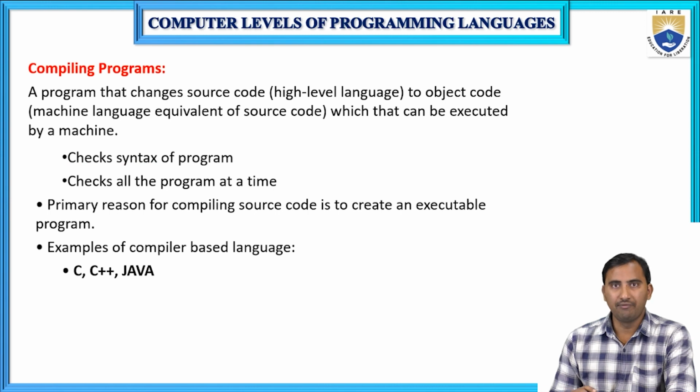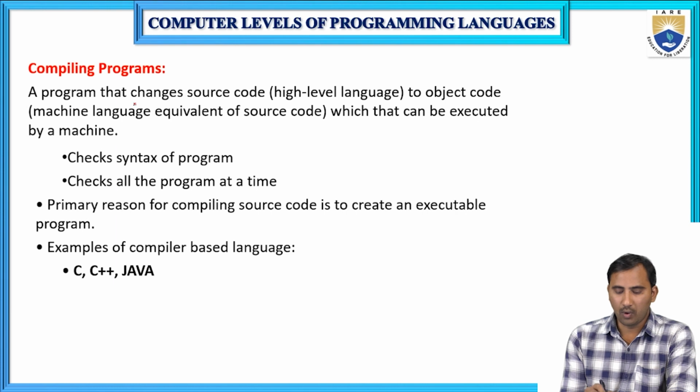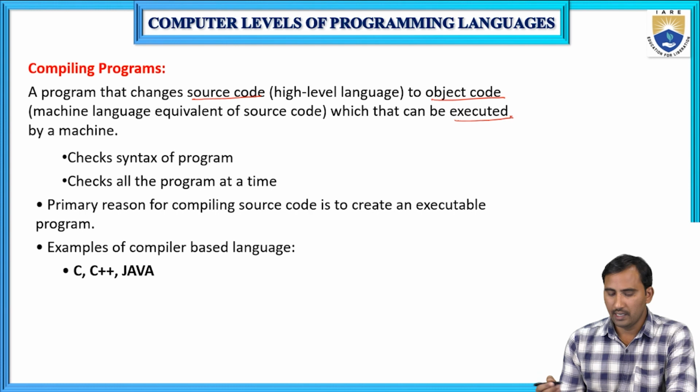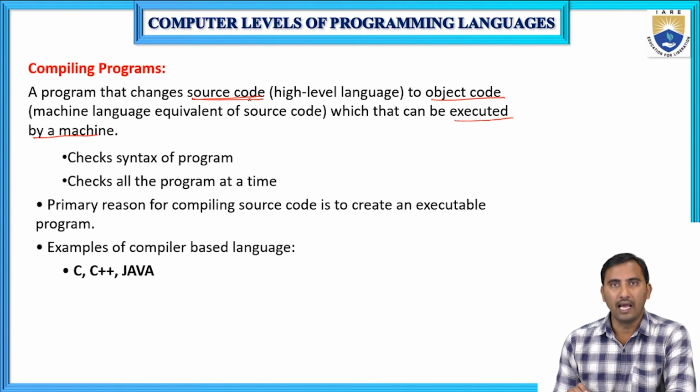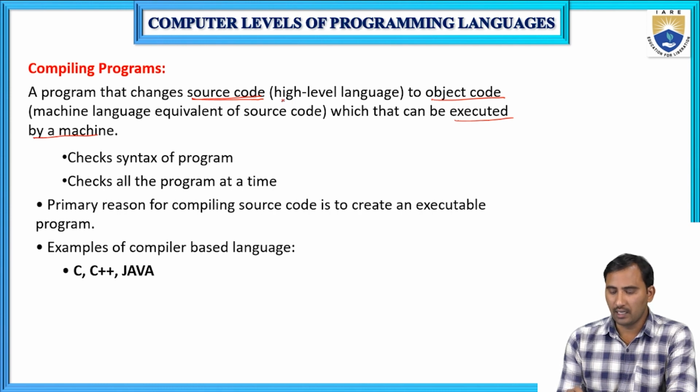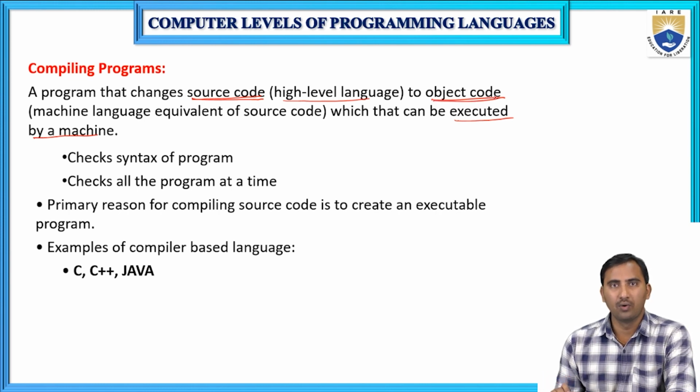We will see the different steps of compiling. A compiler is a program that changes source code to object code that can be executed by a machine. We write the source code, which here means the high level language program. The program written in the high level language should be converted into object code. Object code is nothing but the machine understandable code.